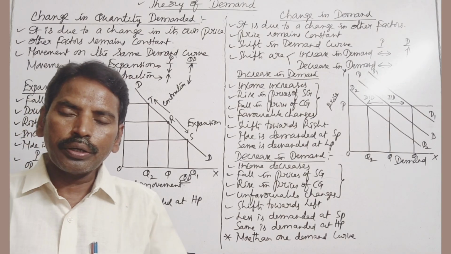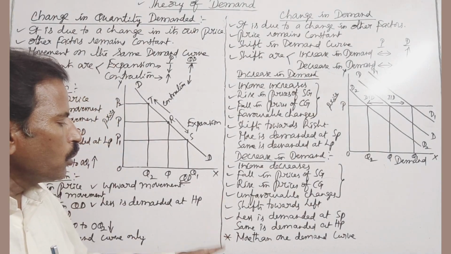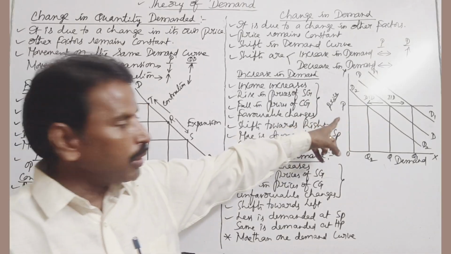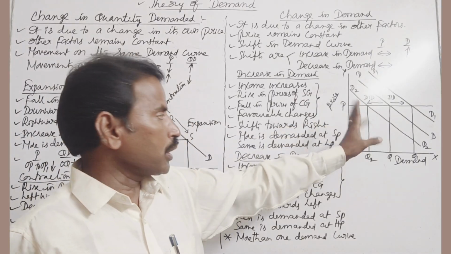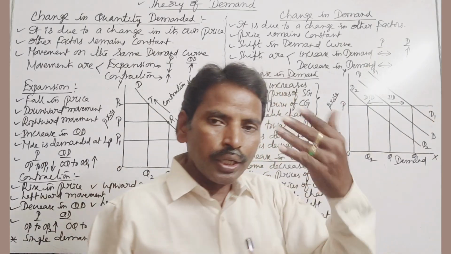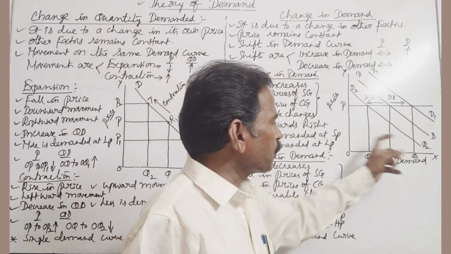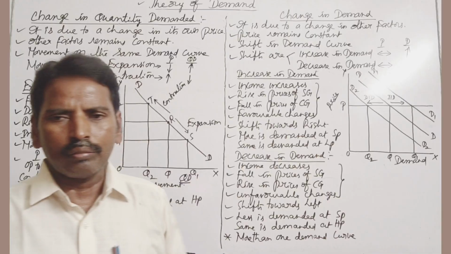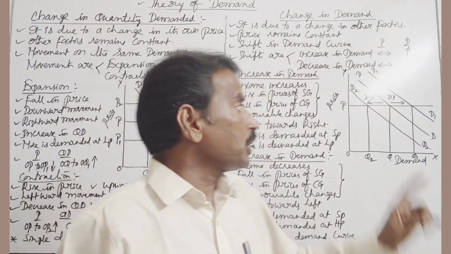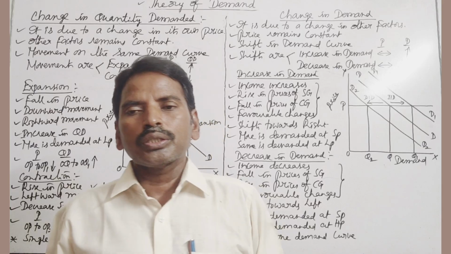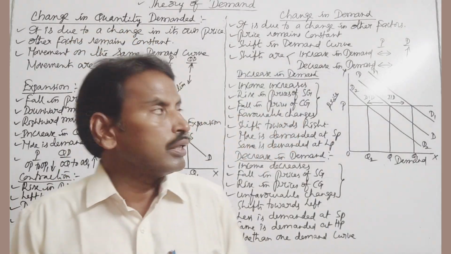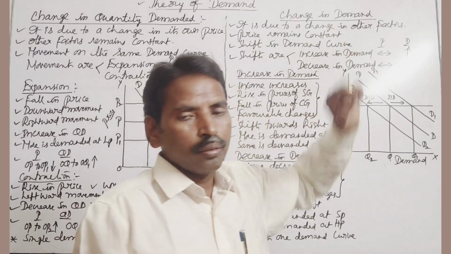One important point to note is that more than one demand curve will appear. How many demand curves are there? Three demand curves. DD is the original demand curve. D1 is the increased demand curve. D2 is the decreased demand curve. So this is changes in demand, and that was changes in quantity demanded.